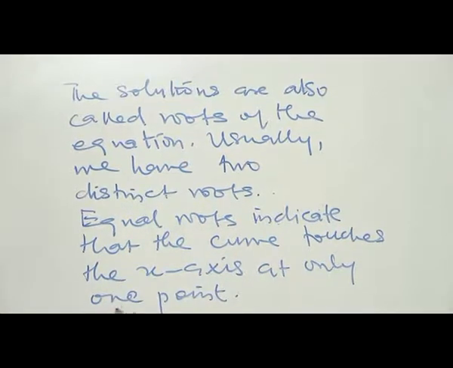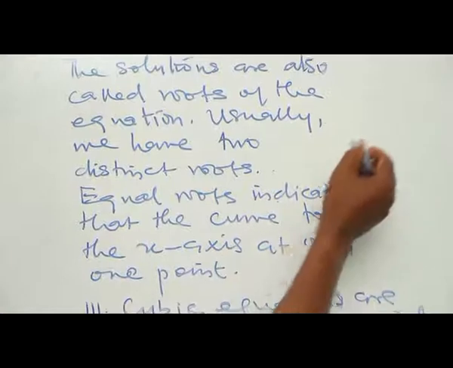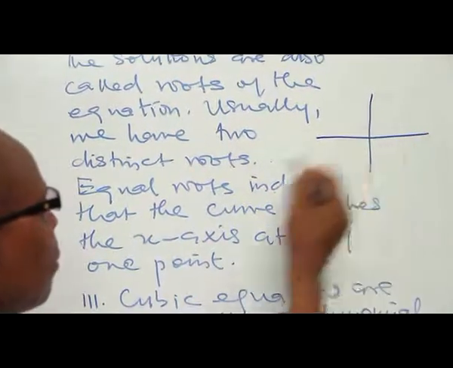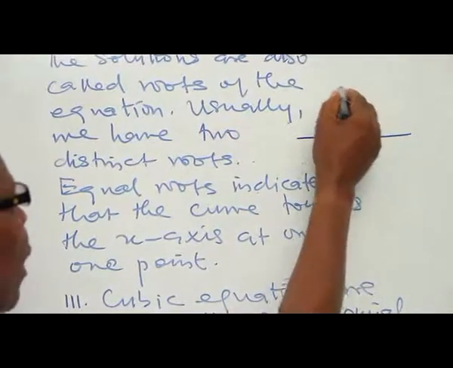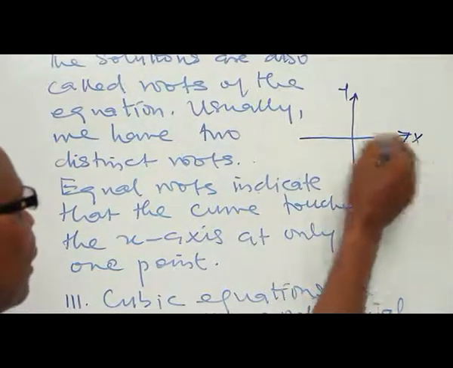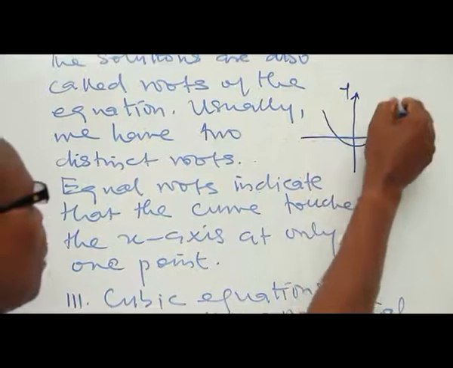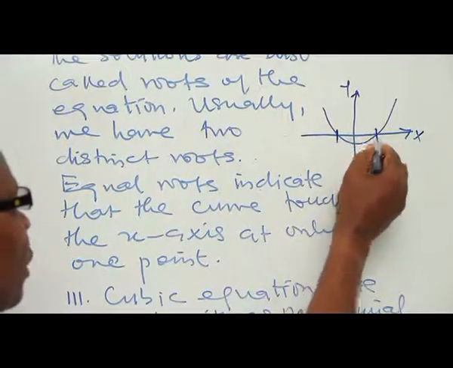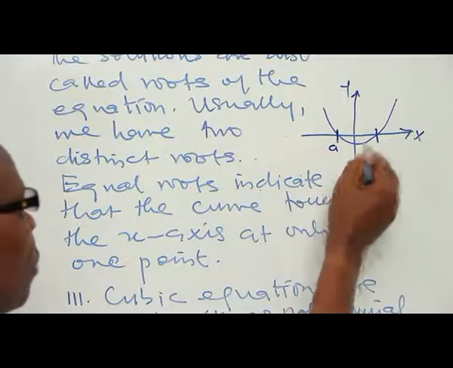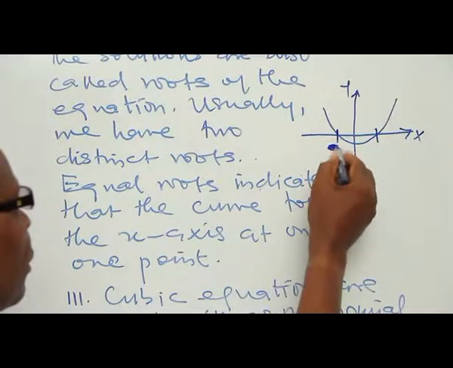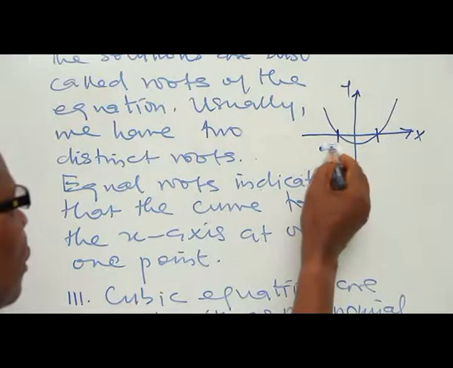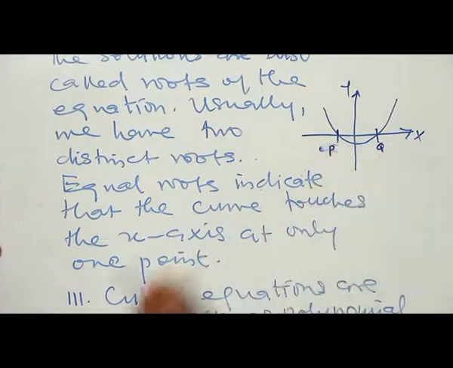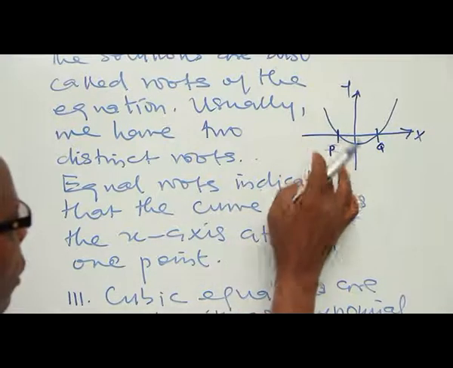We will recall that in a quadratic equation or a quadratic graph, you will have, this is your y-axis and this is your x-axis, and the curve can come in this form. Then you have two distinct points, and these are the points we call the roots. Maybe this is your p and this is your q. They form the roots of the quadratic equation.